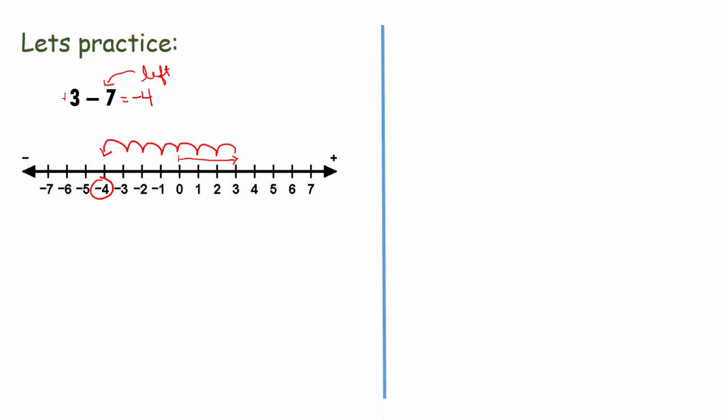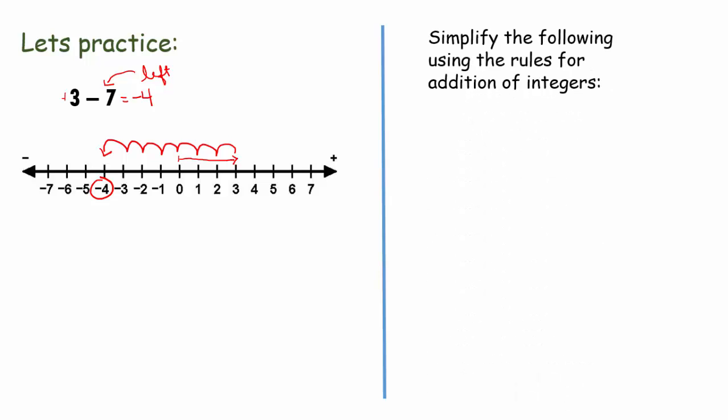So that answer will be a negative 4. I want to just go ahead and simplify the following using our rules for addition of integers. I could do another number line if I wanted, but I want to get using my rules. So you see we did 3 minus 7. I want to check if that's the same as 3 plus a negative 7. I want to see if subtracting a positive is the same as adding a negative.